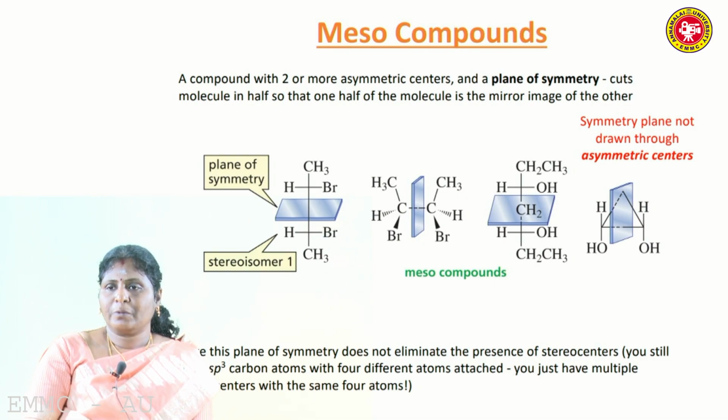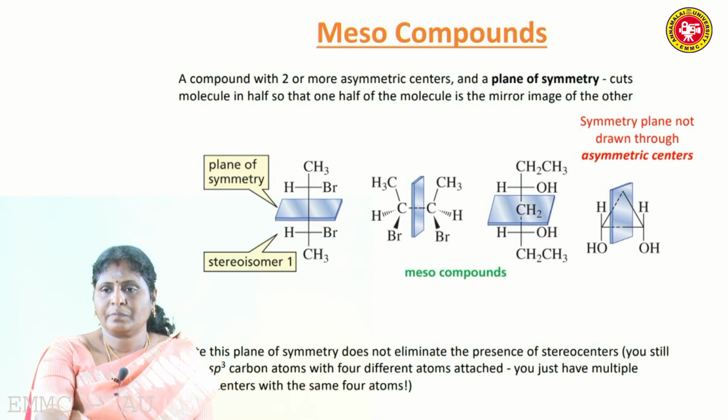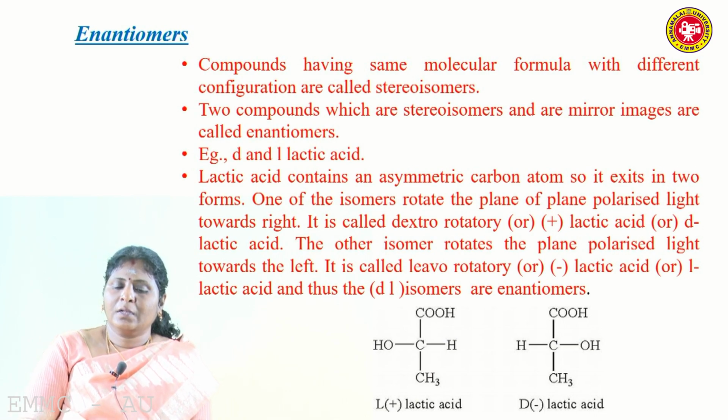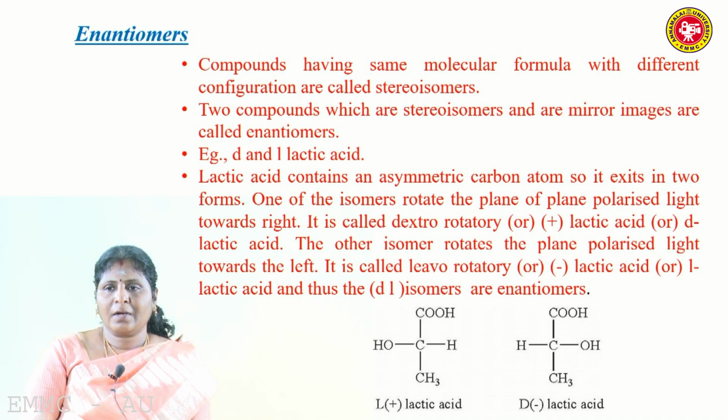Some of the meso compounds are given here. Enantiomers. Enantiomers are stereoisomers, or they are said to be configurational isomers. Compounds having the same molecular formula with a different configuration are called stereoisomers. Two compounds which are stereoisomers, that means configurational isomers, and are mirror images of each other but are non-superimposable, are all called enantiomers.